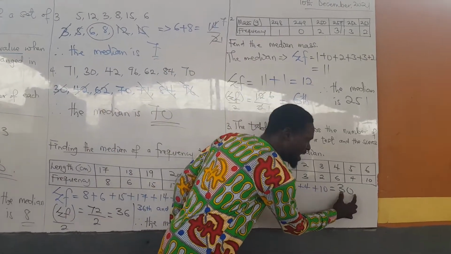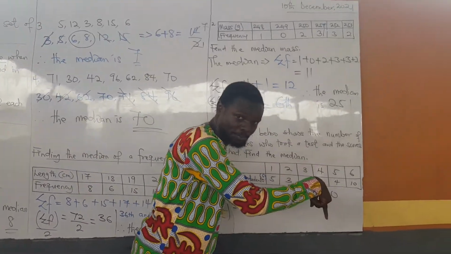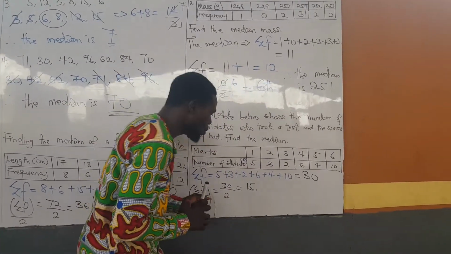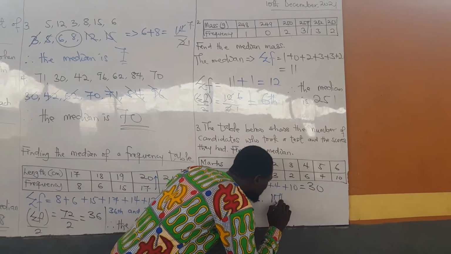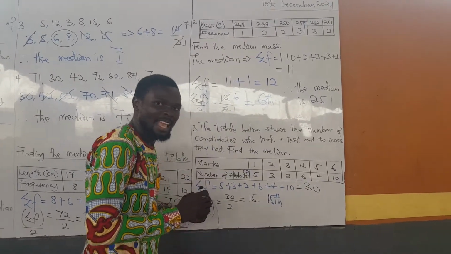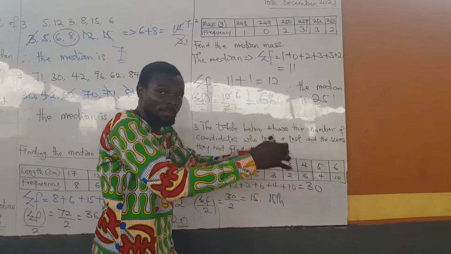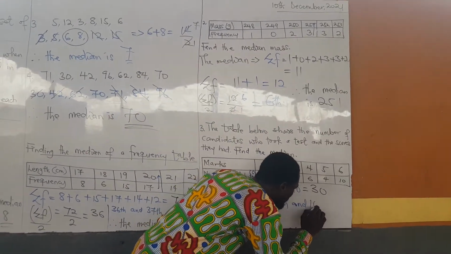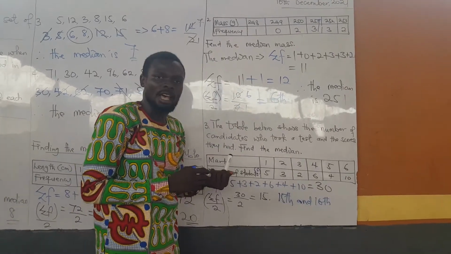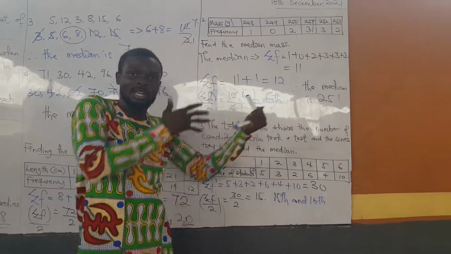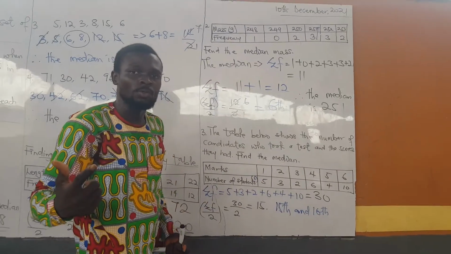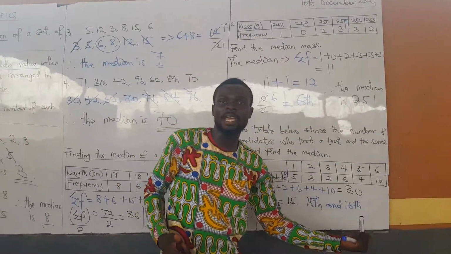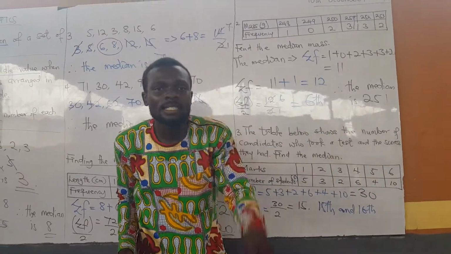Because the sigma F is an even number, we are going to look for the 15th observation and the next item, the 15th item and the next item. And the next item is what? 16. Because after 15, we move to 16. Why did we move? Because of the sigma F being an even number.